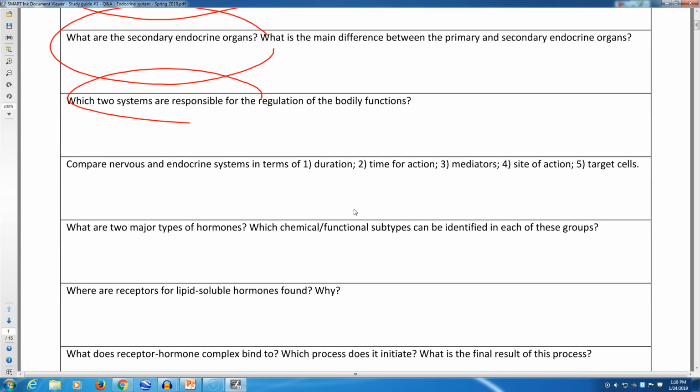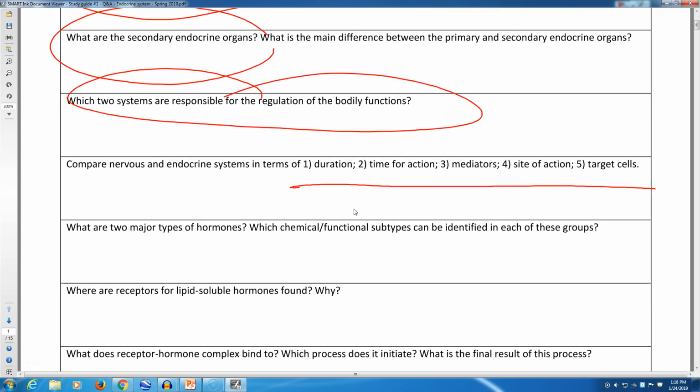Two systems, nervous and endocrine. The table that we have is pretty simple. For instance, endocrine effects last longer, but take more time to develop. Stuff like that. Okay? Like, which of the following statements is correct?